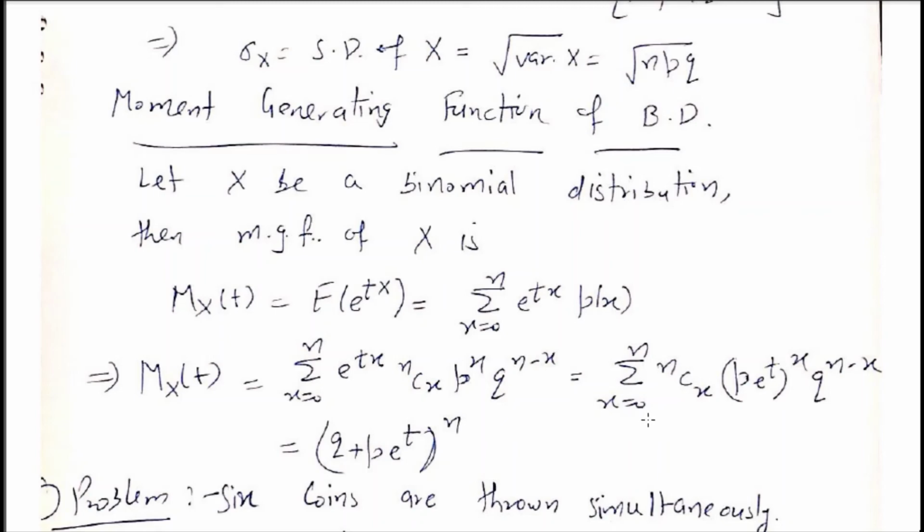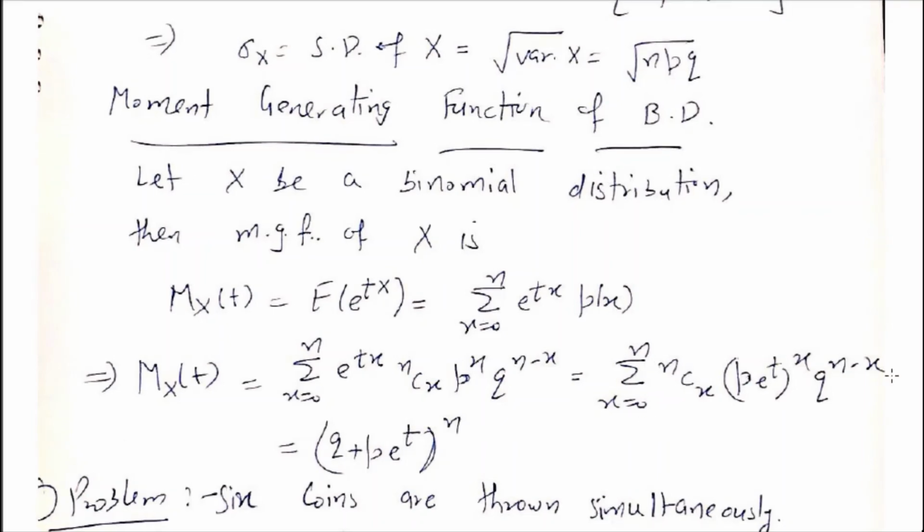So this summation, where x varies from 0 to n, of nCx (p into e^t) raised to power x into q raised to power (n minus x). With the help of binomial expansion, this can be written as (q plus pe^t) raised to power n. So the moment generating function of the binomial distribution will be (q plus pe^t) raised to power n.